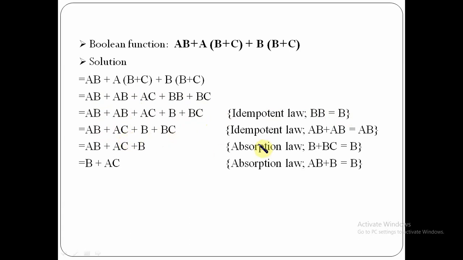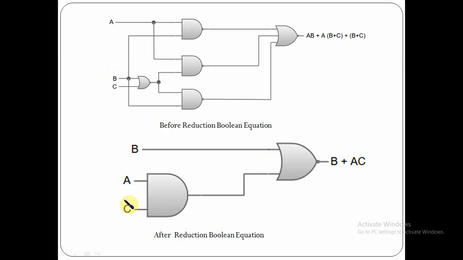Then absorption law: B plus BC, that is the repeated term, hence we have to take only B from that. We already used this type of laws in different examples also. Then AB, AC and B. Again absorption law: AB plus B is B, so B plus AC, we get the simplified equation, and that is given in the example diagram. Before reduction Boolean expression and after reduction Boolean expression, that is B plus AC, that is B only single, and AC.